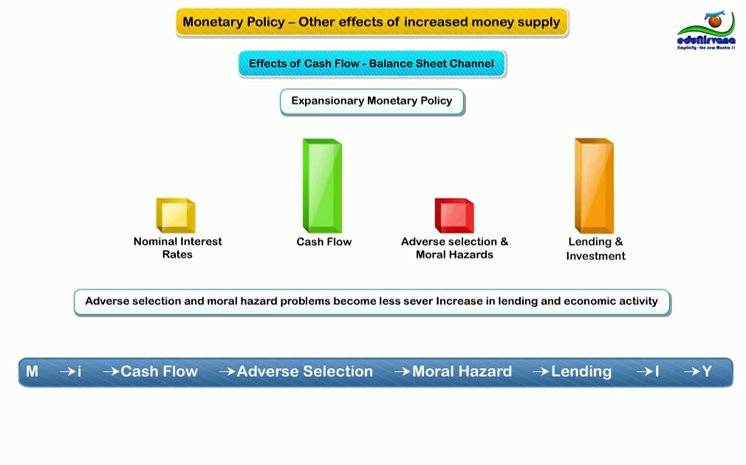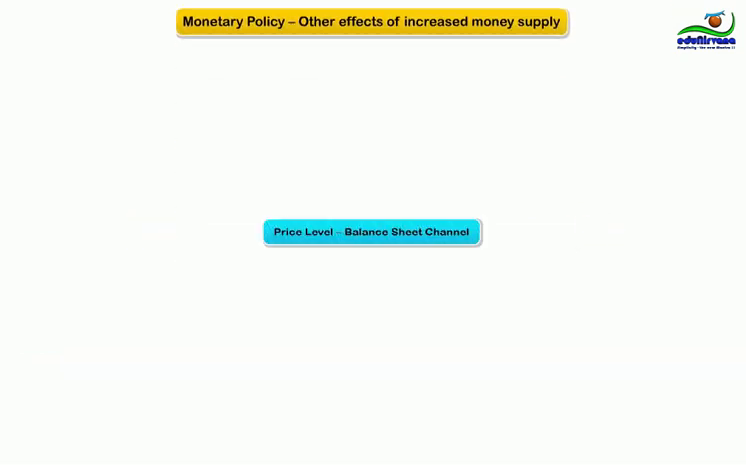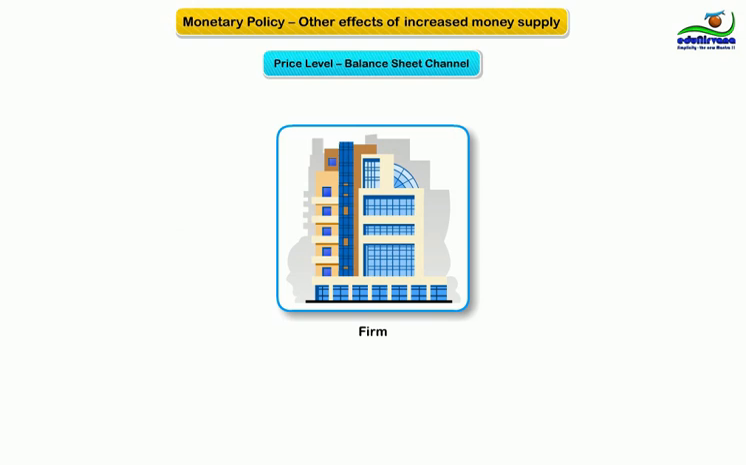The following schematic describes this additional balance sheet channel. As money supply increases, interest rates decrease, which improves the balance sheet of the firm, which results in an increase in lending and economic activity. A third balance sheet channel operates through monetary policy effects on the general price level.